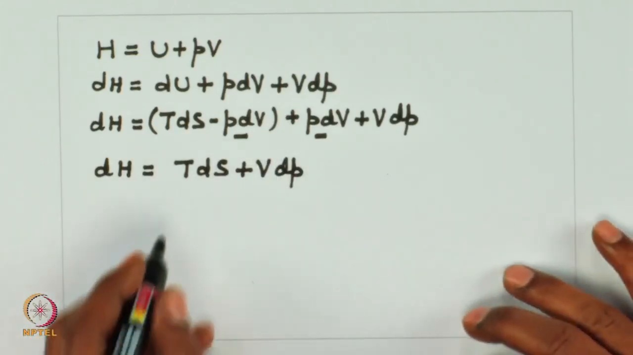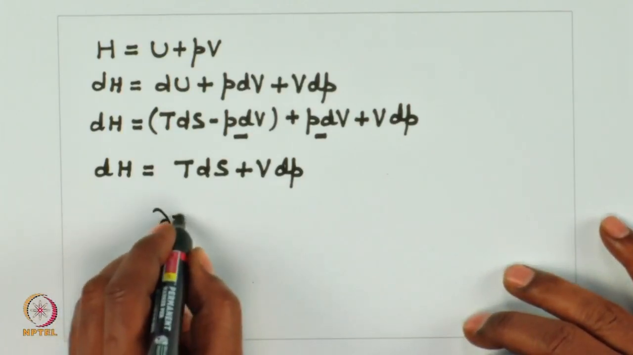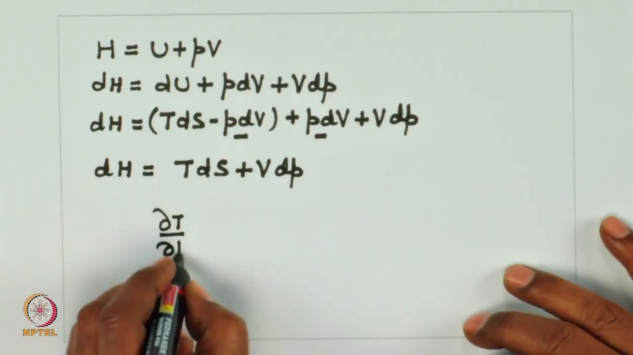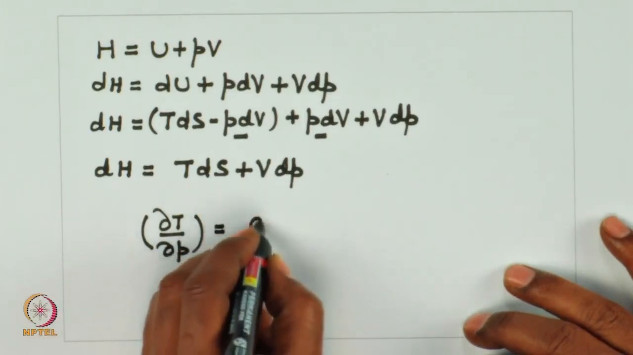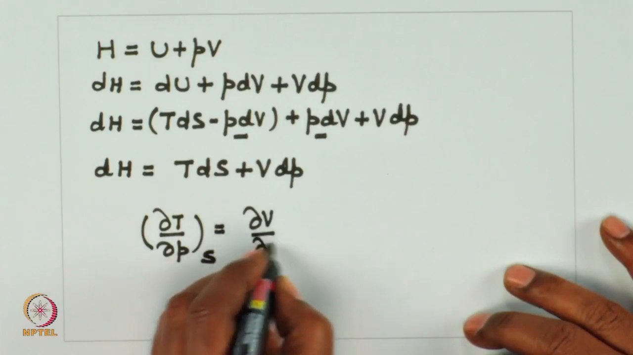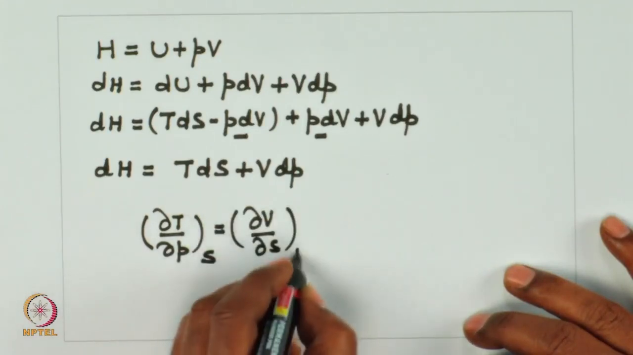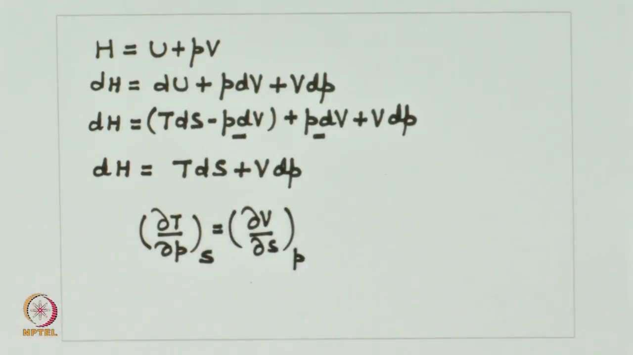So I can write another Maxwell relation from this, that is ∂T/∂P at constant entropy is equal to ∂V/∂S at constant pressure. So here we have the third Maxwell relation.